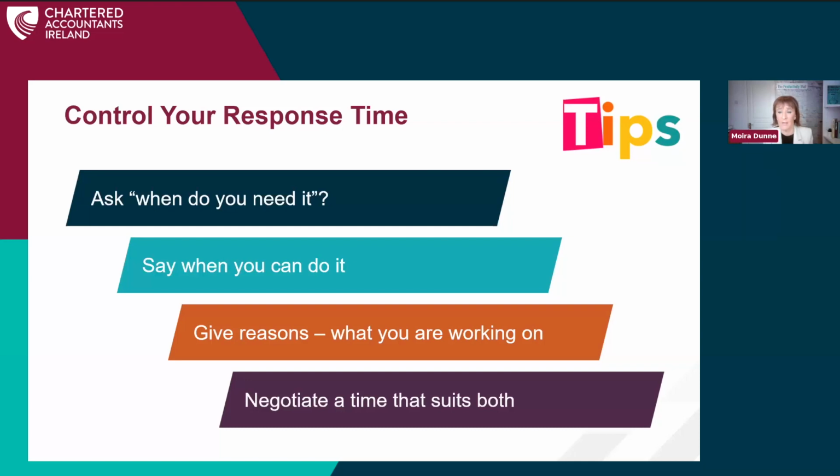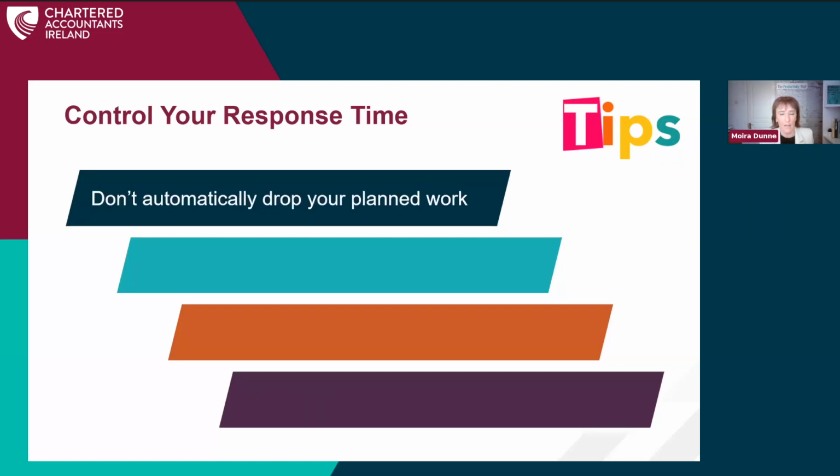There will be situations where it is super urgent and you have to just do it straight away. So that's the proviso, that you will do that. You will use your judgment, but start looking at all the responses you get. They're not all going to be things that need to be done immediately, that you need to drop your planned work. So this gives you some ideas on how you can start to negotiate your time.